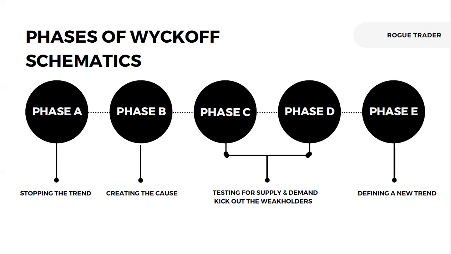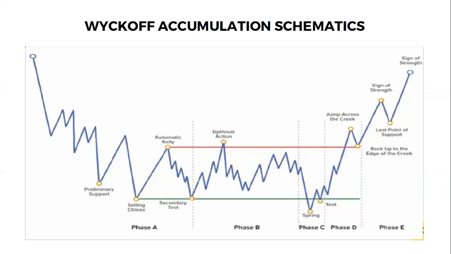In phase C and phase D, obviously they'll check whether there are sellers or not, and then suddenly they'll start creating higher highs right here. So that's what the phase is. In this particular phase, on the upthrust action, what happened? They tested above the automatic rally to check whether there are buyers right there. There are no buyers, and the market came down right here again.